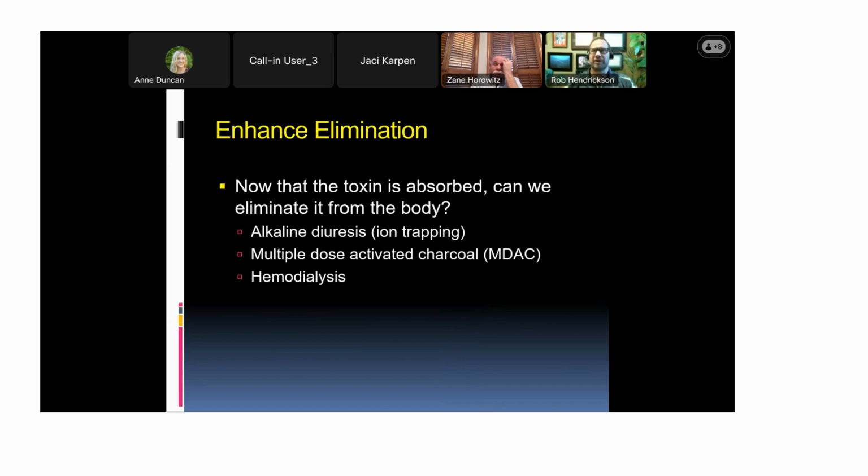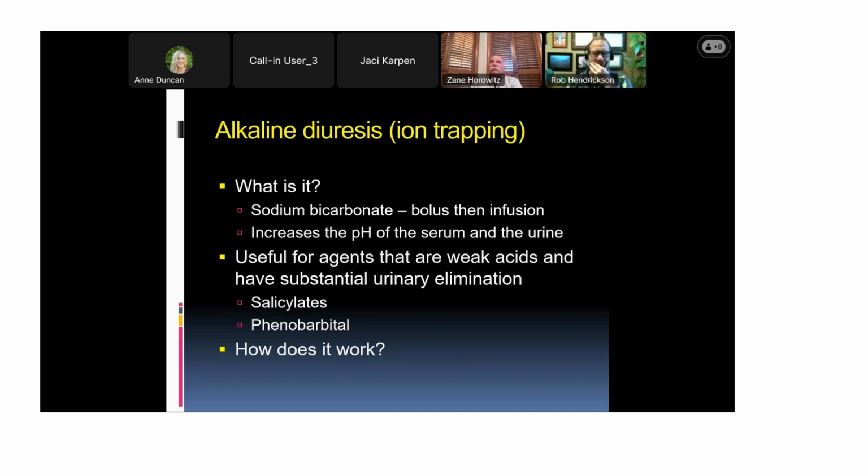So we've talked about GI decontamination, dermal decontamination. Now the toxin's already absorbed, it's in the blood. Can we eliminate it? So we're going to go through these: the alkaline diuresis, multi-dose charcoal, and hemodialysis. Because while we can use multi-dose charcoal to decrease absorption, like with salicylate bezoars, the other indications are to increase its elimination or excretion. All right, so alkaline diuresis is using sodium bicarbonate, bolus then infusion.